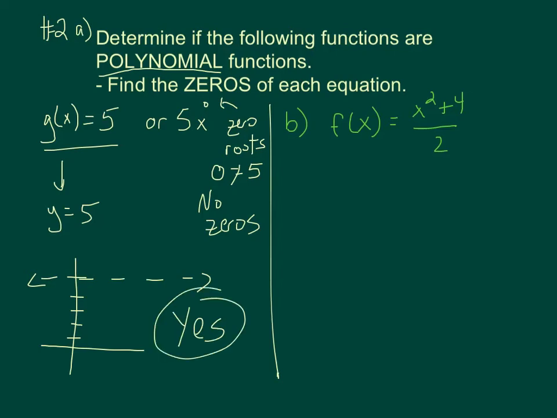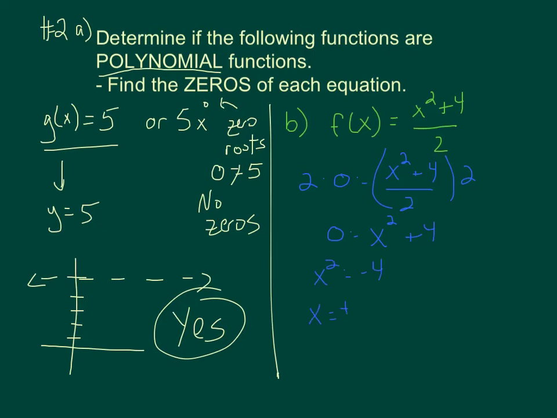In the second function, go ahead and set it to 0 to try and find its zeros. How do you get rid of that 2? Well, you just multiply both sides by 2. That's pretty easy. Here, I'll show my work. Times both sides by 2. Now it's equal to x squared plus 4. Subtract the 4. Now it's equal to negative 4.